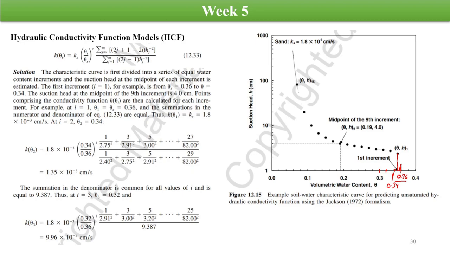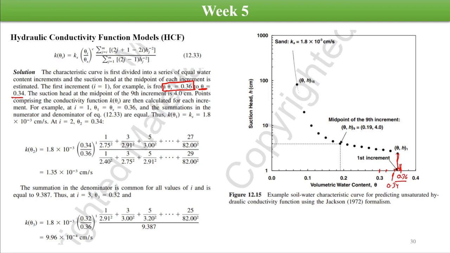We see here that the volumetric moisture content at saturation, we can read it from here, is around 0.36. For the first increment we have taken theta from 0.34, and similarly we will consider it for different intervals. Okay, so let's see the formula.